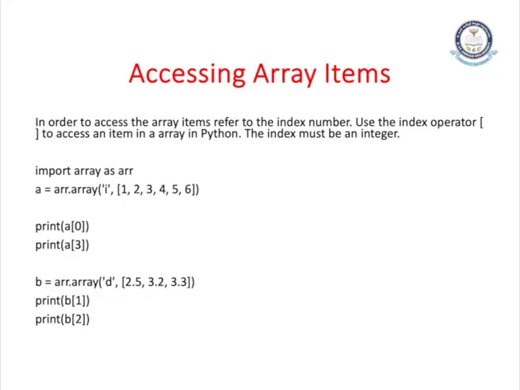So how can we access the array elements? Like strings, here also we can access the array elements or items using the index, positive index and negative index. If you want to print the values from left side to right side, then we can use the positive index. If you want to print from right side to left side, then we can use the negative index.